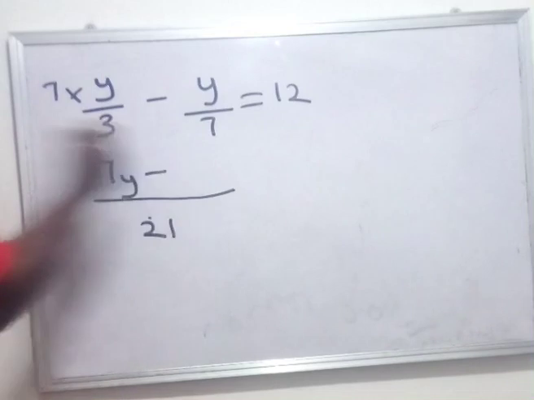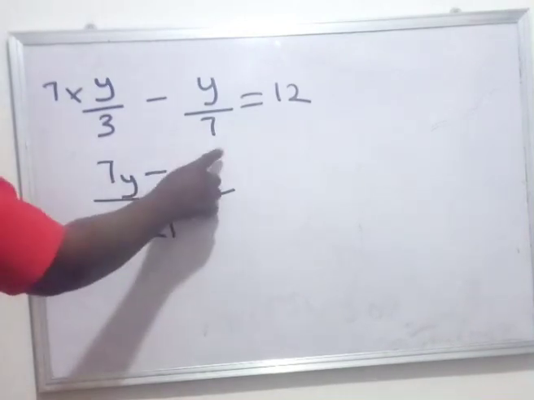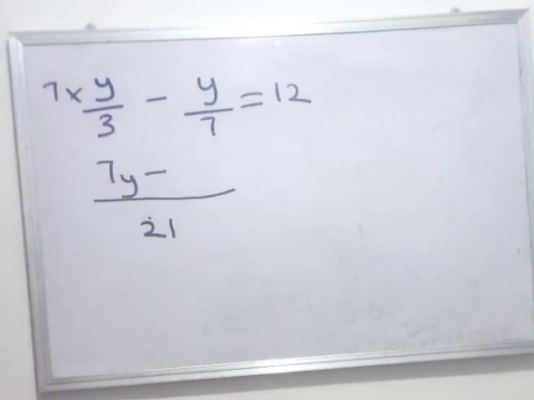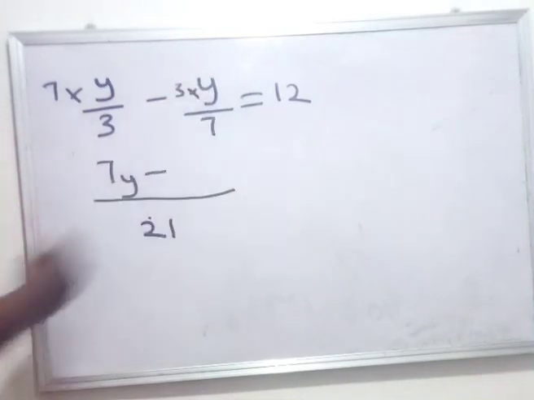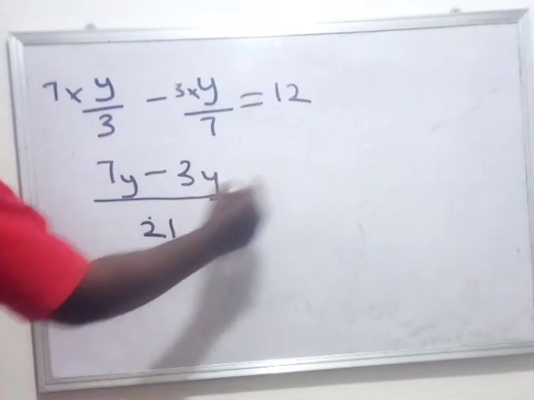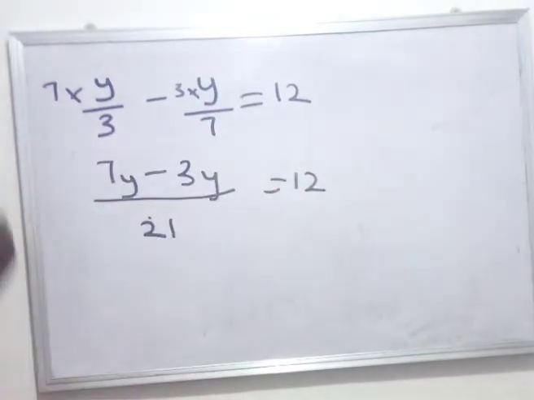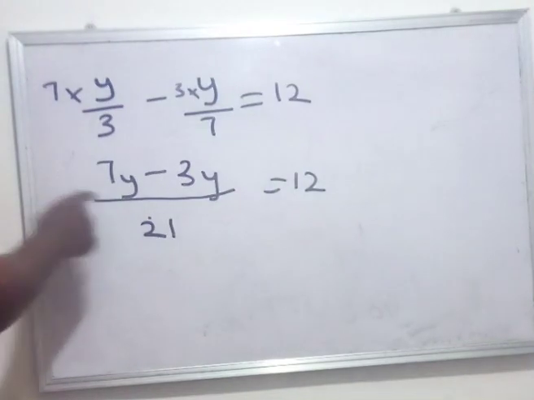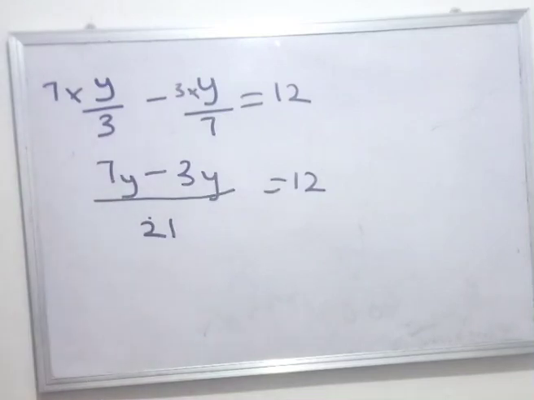minus. The same thing applies on the other side. 21 divided by 7 gives us 3. And we multiply our y by 3. So that becomes 3y. Remember, we have equal to 12 on the outside. We'll leave that like that. 7y, when 3y is deducted from 7y, we are left with 4y.